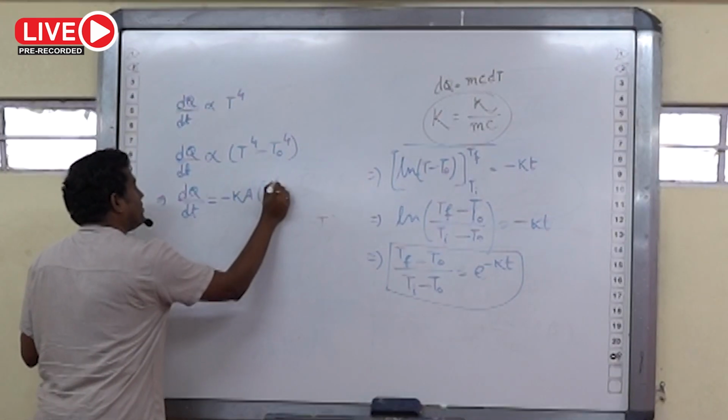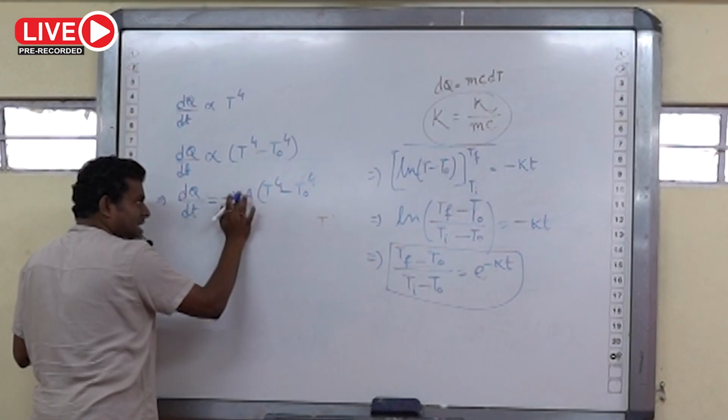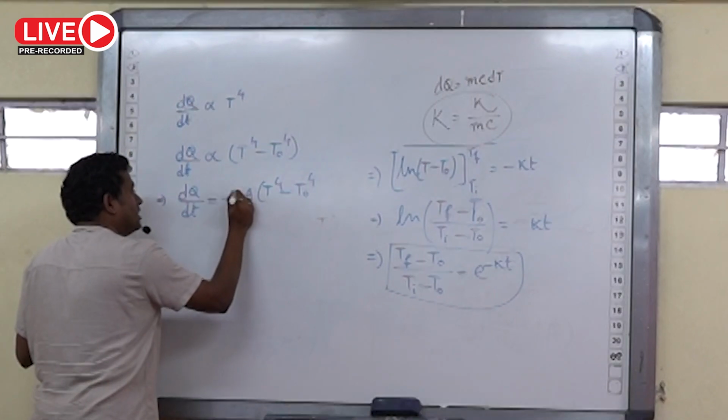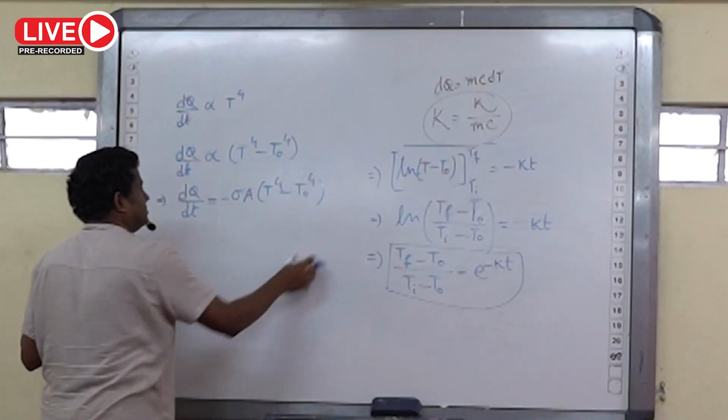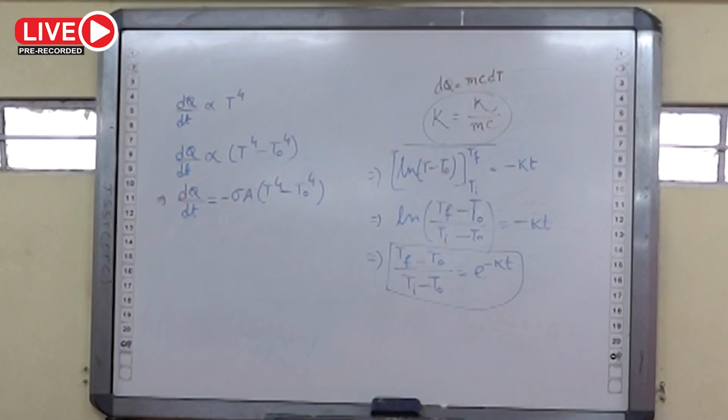It will be T to the power 4 minus T naught to the power 4. Normally it is not written as k, it is written as sigma, called Stefan's constant. Sigma A into T to the power 4 minus T naught to the power 4. This sigma also contains the term emissivity of a surface, because different surfaces have different emissivity. Suppose you have two identical spheres, one made of iron, one made of aluminium, both will not radiate heat at the same rate. So it is a property of the material, that is called the emissivity.